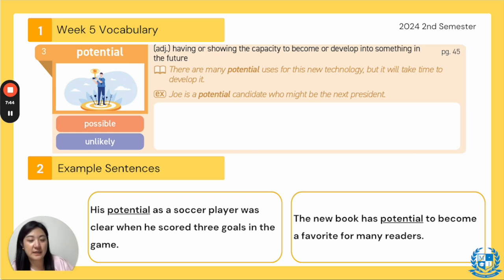So we could use it here and there. It shows how we could maybe use it in the future. Potential. Or in the example, let's read together. Joe is a potential candidate who might be the next president. So maybe that person may be the president. Who knows? Next one, it says his potential as a soccer player was clear when he scored 3 goals in the game. Meaning like, wow, he was so good. Next one, it says the new book has potential to become a favorite for many readers. So maybe that book will become very, very popular. Potential.